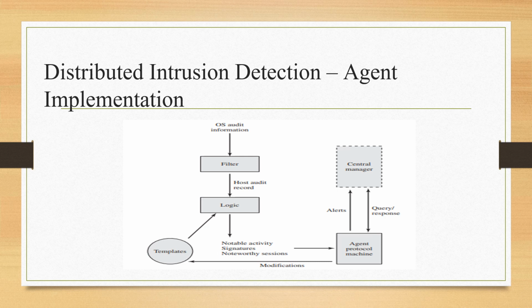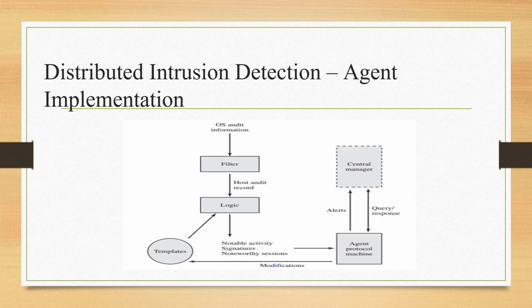Next, a template-driven logic model analyzes the records for suspicious activity. The agent scans for notable events that are of interest independent of any past events. For example, failed file access, accessing system files, and changing a file access control.